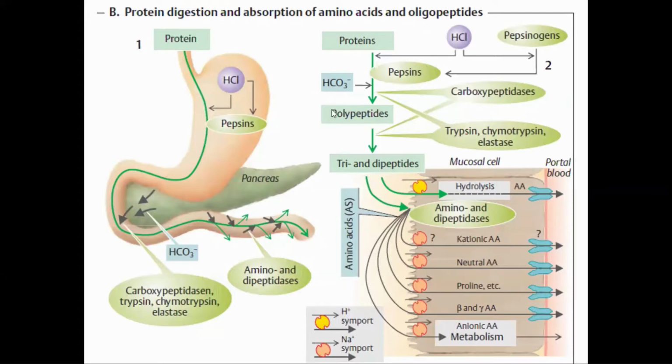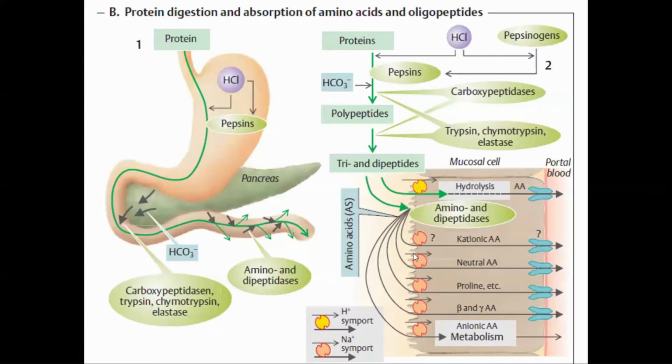The polypeptides are converted into dipeptides, tripeptides and amino acids with the help of the enzymes which are converted into the active form. So enterokinase, which is present in the brush border, helps to convert the inactive form of the enzymes into the active form. Trypsinogen is converted into trypsin, procarboxypeptidase is converted into carboxypeptidase, chymotrypsinogen is converted into chymotrypsin, right?